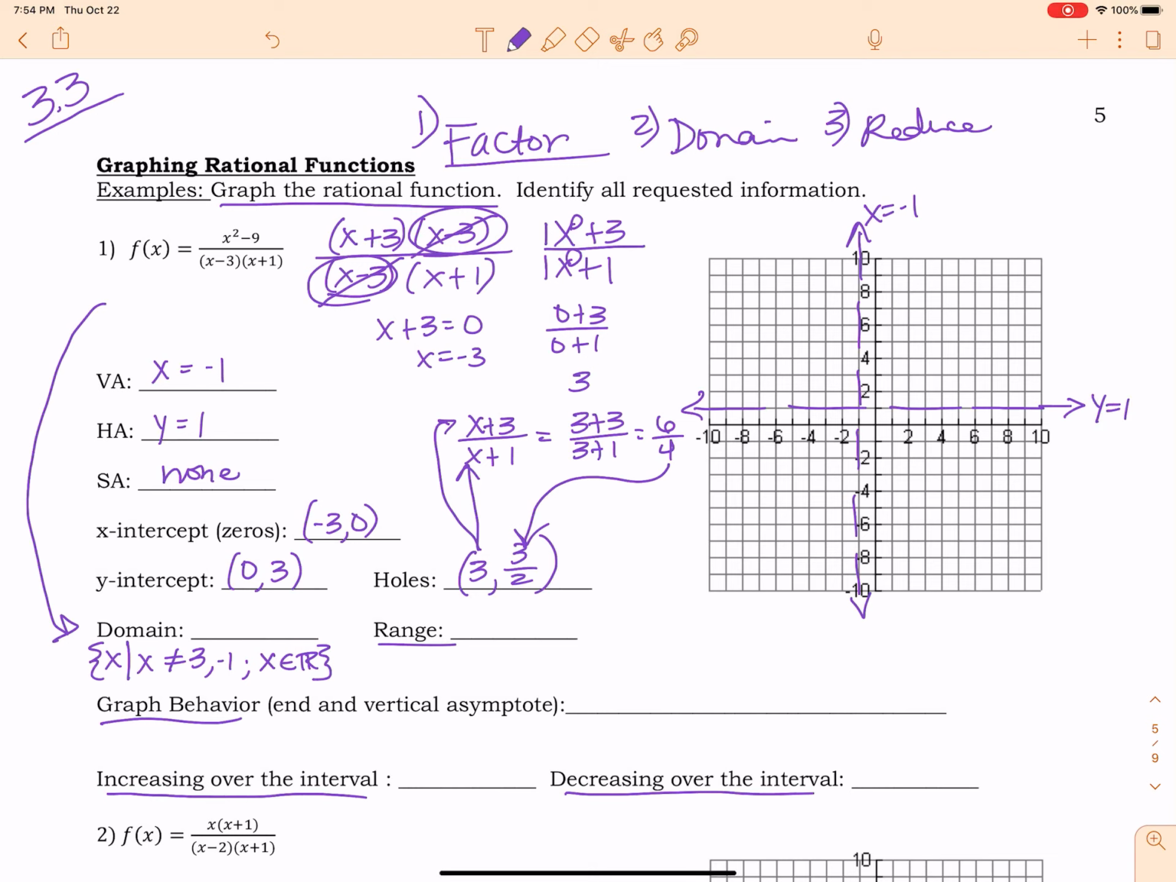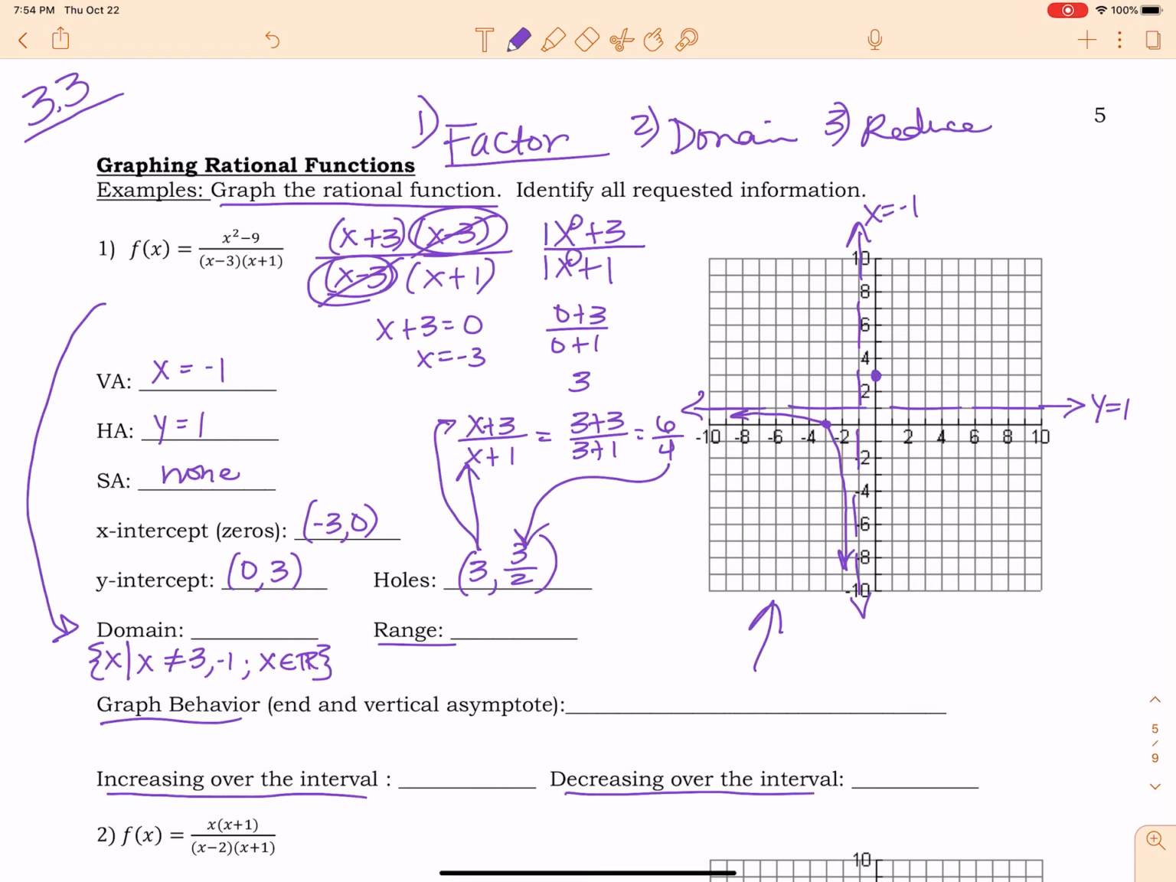Then I'm going to go to my intercepts and the holes, because those are going to guide my graph. If I've got an x-intercept at -3, 0, that's going to be right there. That is an indicator that my graph is going to live in this quadrant right here. So it's basically going to do something like this. All of these graphs behave this way. They hug the asymptotes. That's how they work. Okay, now I'm going to look at my y-intercept. It's 0, 3.